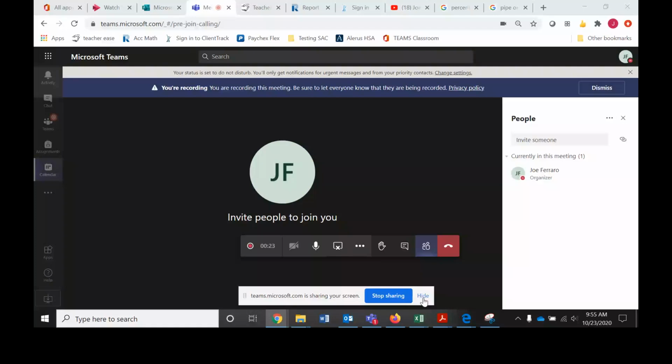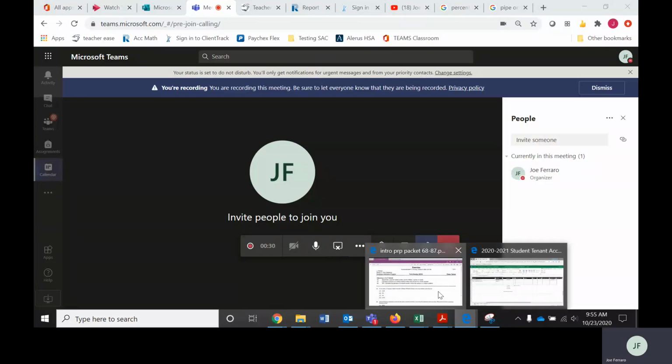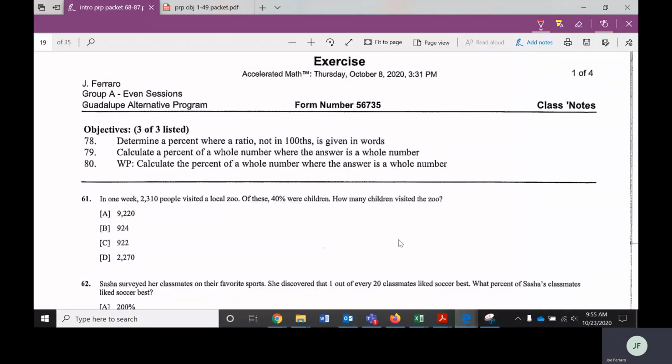So you should be grabbing your Intro to PRP packet and then turning to the page that starts with objective 78. This next test will have 3 objectives on it, 78, 79, and 80, meaning that it will have 15 questions.